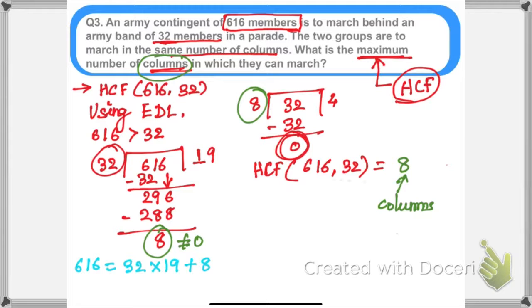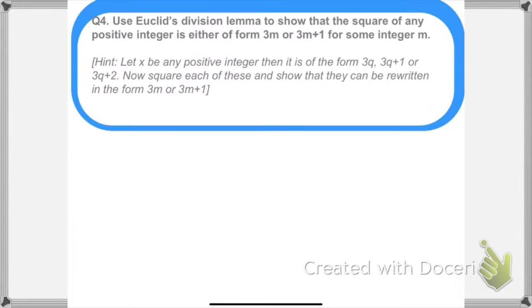Okay, so now let's move on to the next question. So next question is, use Euclid's division lemma to show that the square of any positive integer is of the form 3m or 3m plus 1 for some integer m. So let's begin with the solution.